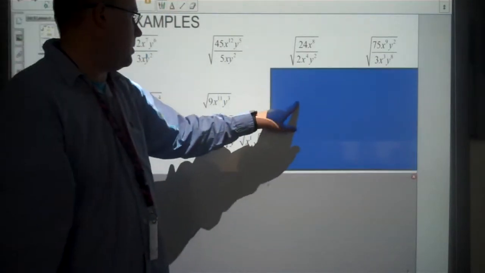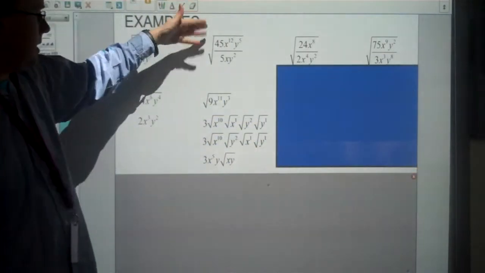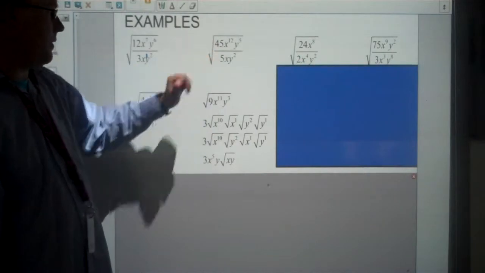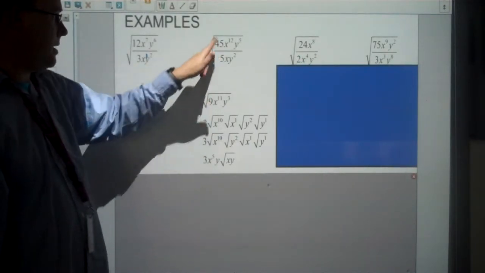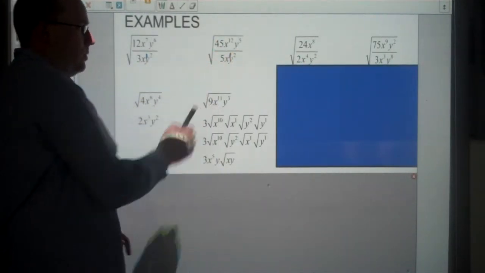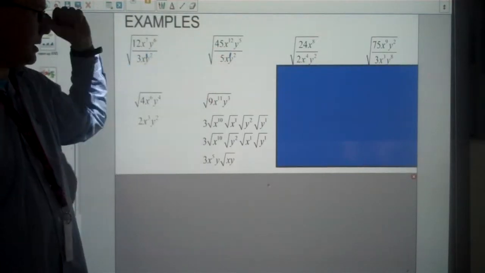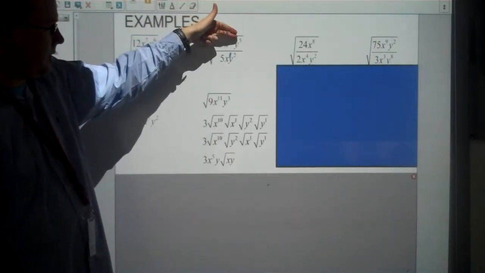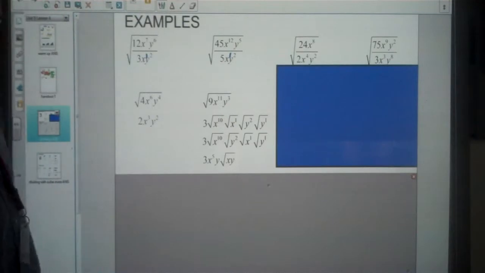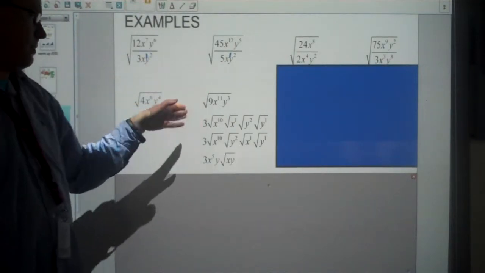Now if we look at the next problem, same idea, we're going to simplify this first. So 45 divided by 5 is 9, x to the 12 divided by x to the 1, subtract the exponents, is x to the 11. Same thing, we're dividing, so subtract the exponents to give us y to the 3. Square root of 9 we can work out, it's 3.